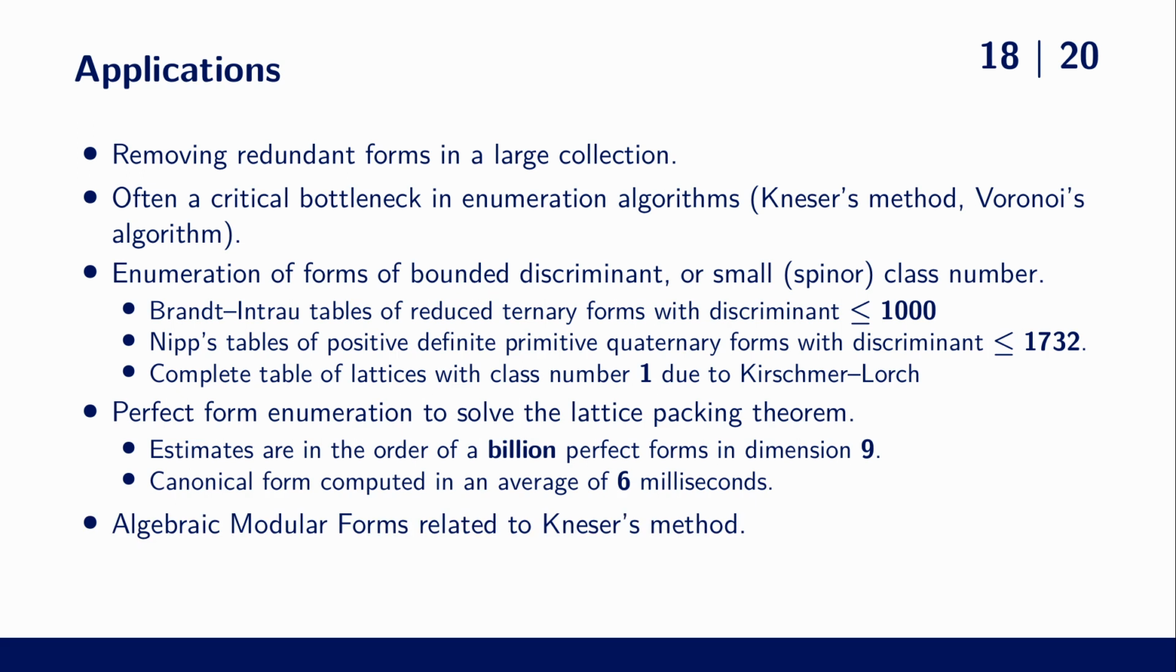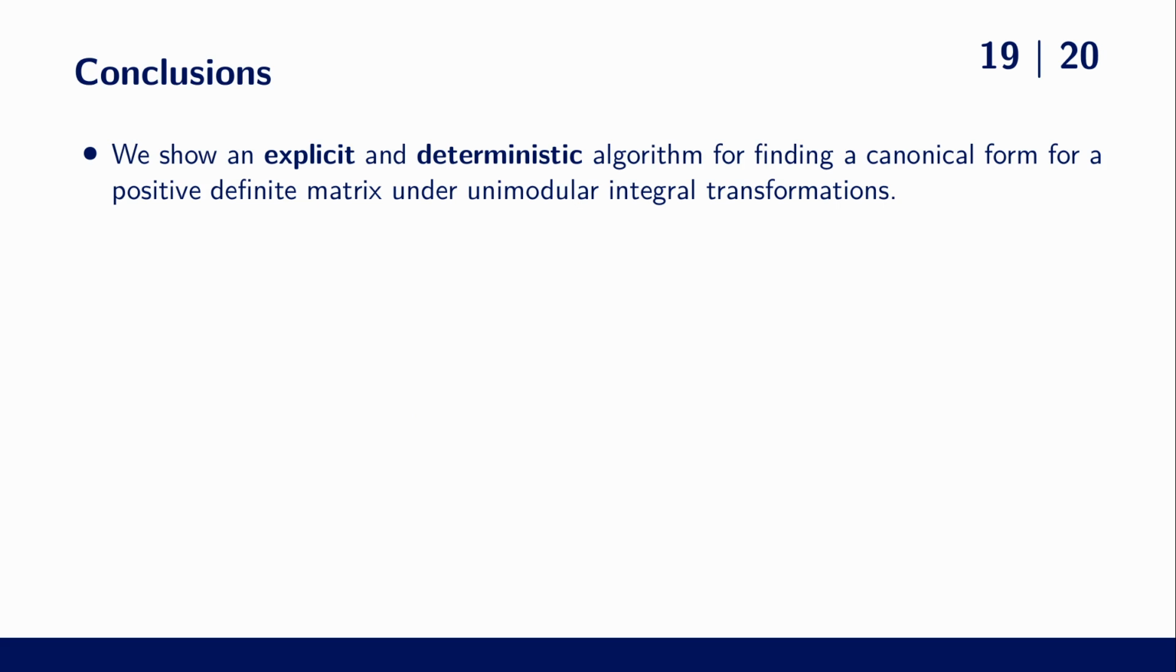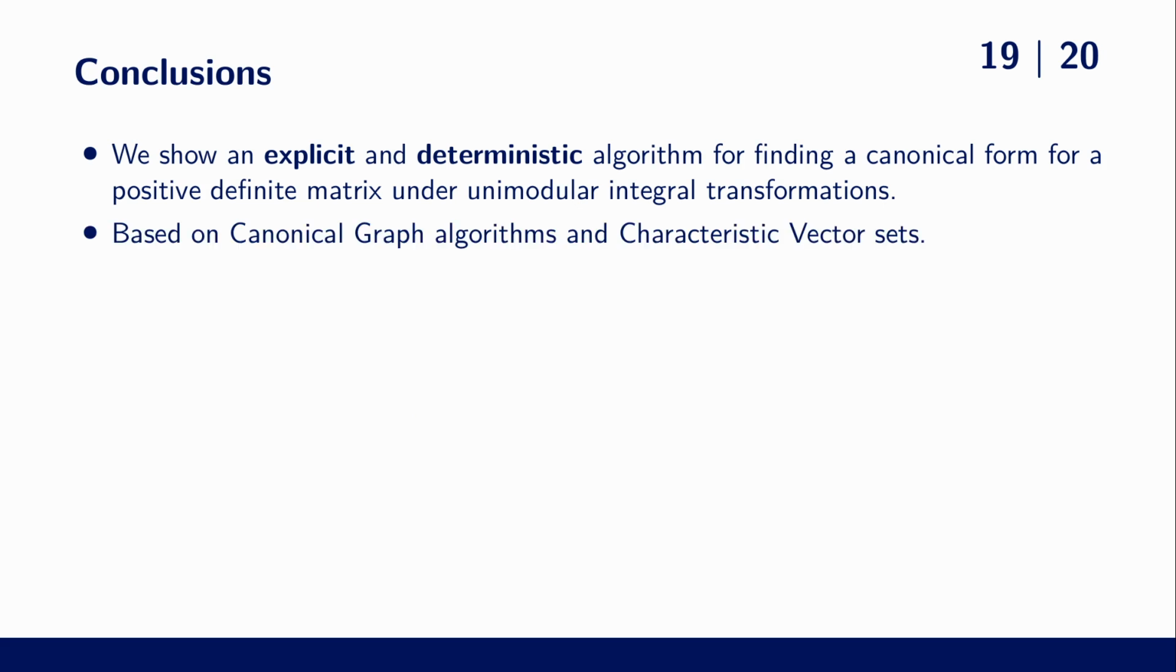And it can also be used to compute some algebraic modular forms related to Kneser's method. So to conclude, we show an explicit and deterministic algorithm for finding a canonical form for a positive definite matrix under unimodular integral transformations. It's based on canonical graph algorithms and characteristic vector sets, and it's efficient in practice and has many applications. Thank you.